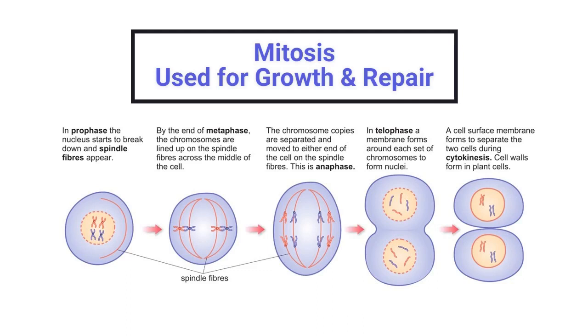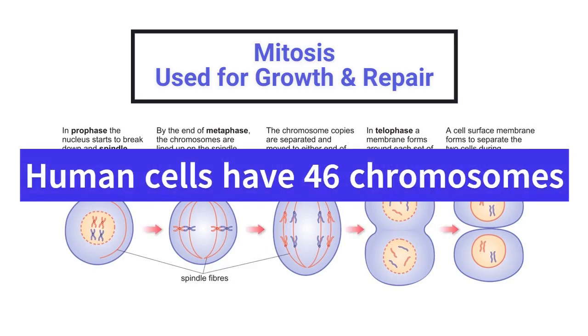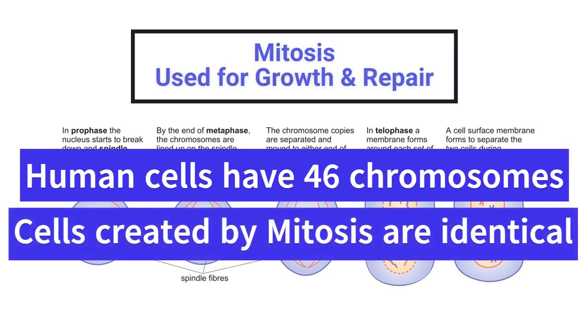And there are 2 really important bits of information we need to take away from mitosis before we move any further. The first is that human beings have 46 chromosomes in 23 pairs. 23 came from one parent and 23 came from the other parent. So we have 46 chromosomes. The other thing we must remember is that cells created by mitosis are identical to each other. The DNA in the daughter cells is the same as the DNA in the original cell.